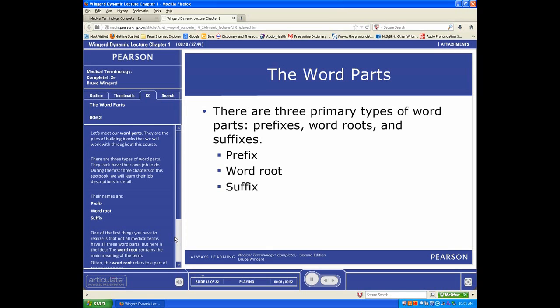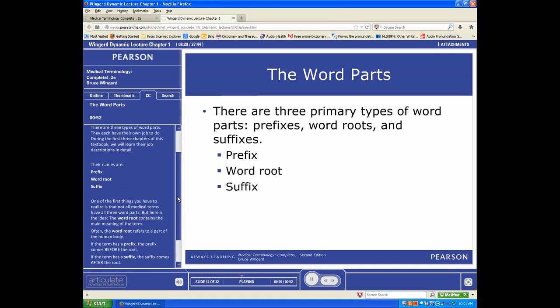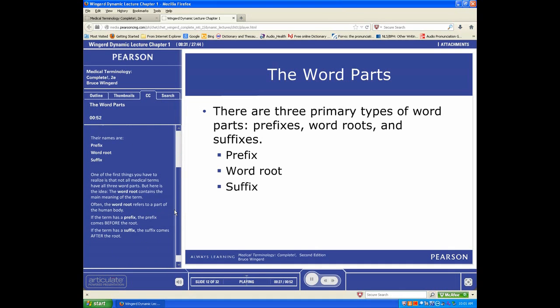One of the first things you have to realize is that not all medical terms have all 3 word parts. But here's the idea. The word root contains the main meaning of the term. Often the word root refers to a part of the human body. If the term has a prefix, the prefix comes before the root. If the term has a suffix, the suffix comes after the root.